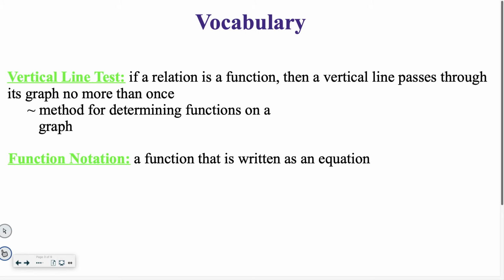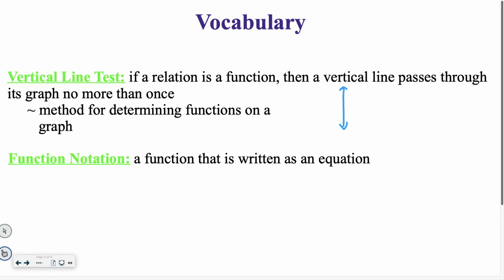All right, then we have just 2 last pieces of vocab. First, the vertical line test. If a relation is a function, then a vertical line, remember vertical means straight up and down, like that, passes through its graph no more than once, okay? This is really useful when you're looking at a graph of a function. So we'll test that later, okay?